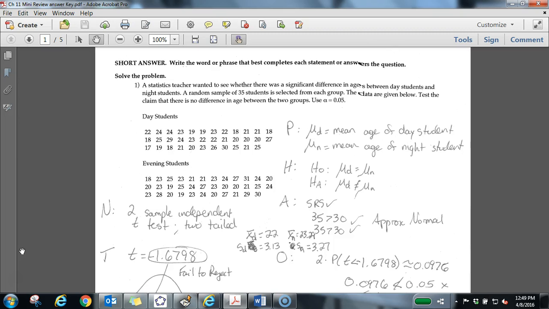So we're not talking about standard deviation. We're not talking about proportion, so it's got to be mean. And the two classes, day and evening, have nothing to do with each other. There's no correlation. There's no matching. There's no pair up. So it's independent.